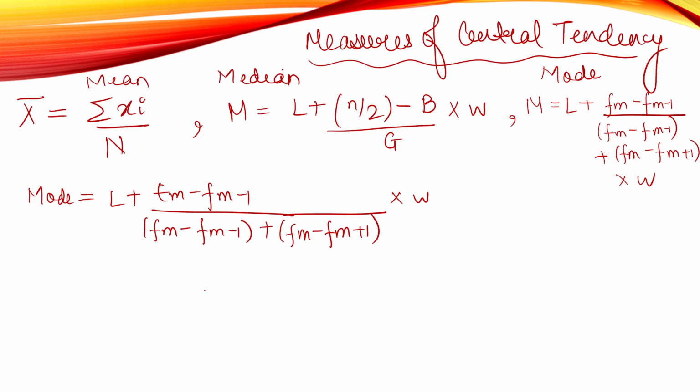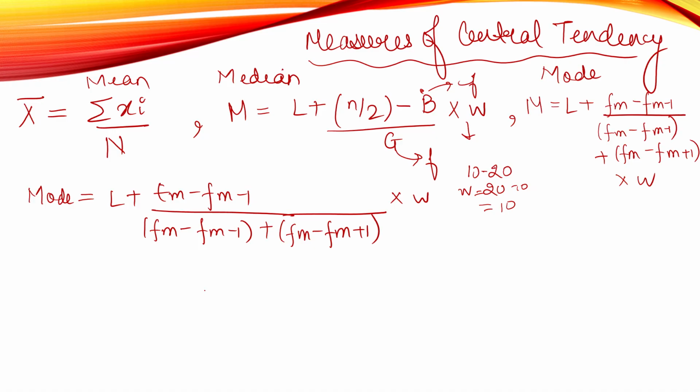Now mean is sum of observations upon total number of observations. I think this part would be clear. Median. Median formula says L, lower limit of the median class, plus n by 2 minus CF, cumulative frequency, upon F, frequency, into the interval size of the class. Let's say we have 10 to 20. So W will be 20 minus 10, 10.